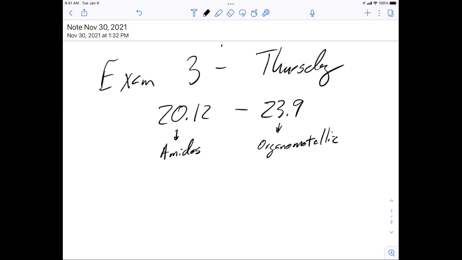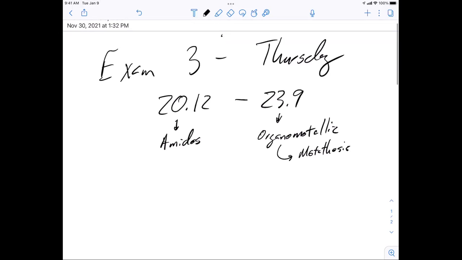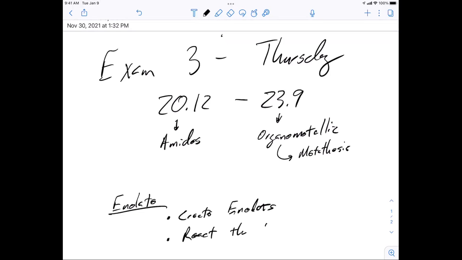Which we covered last Tuesday, right? In the organometallics, that section is the metathesis. This covers all of our enolate chemistry, right? So remember, anytime you're doing an enolate, focus on creating the enolate, and then react the enolate. A majority of this is going to be chapter 21, which is really enolates. I'd say that's the hard part of this.